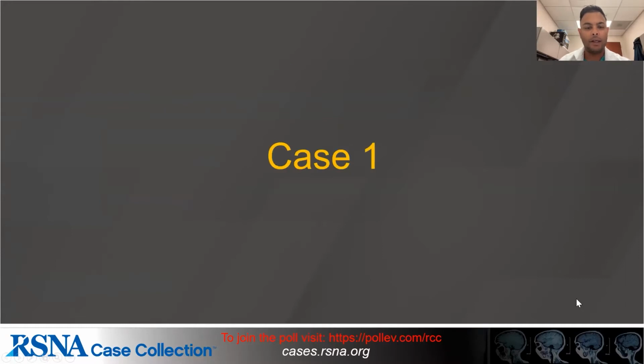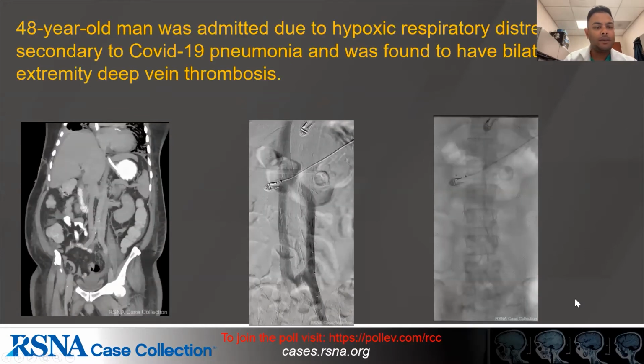So we're going to do our first case. This is a 48-year-old male admitted due to hypoxemic respiratory distress secondary to COVID-19 pneumonia. He's found to have bilateral lower extremity deep vein thrombosis. And on the initial imaging that you see here, we have a coronal post-contrast CT, delayed contrast phase. We have a digital subtraction angiogram, venogram, and then you have a fluoroscopic still image all the way to the right. May be difficult to see, but I would encourage you to look closely around the level of L3.